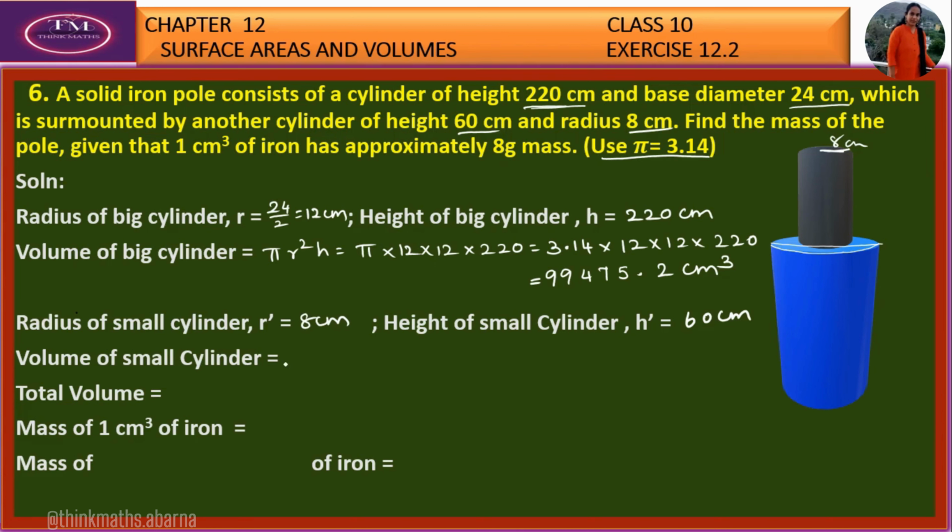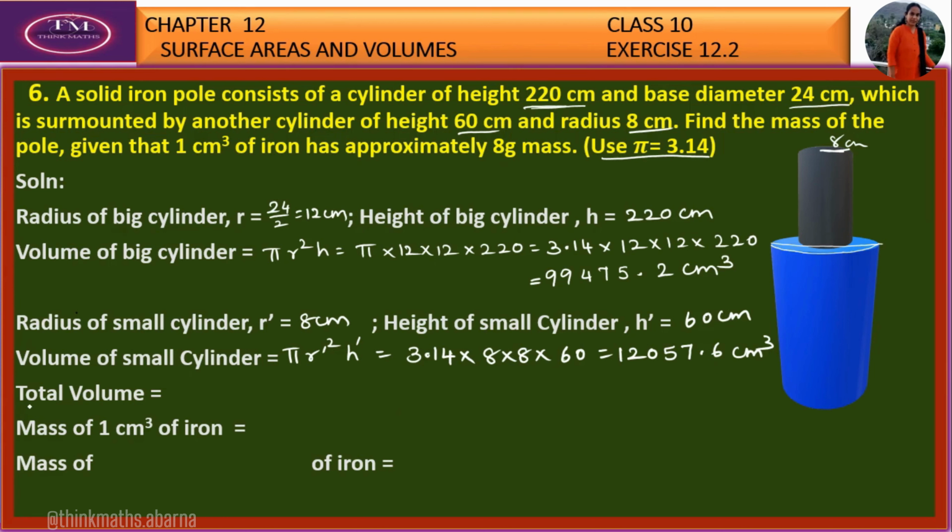Now volume of small cylinder is equal to pi r dash square h dash. So the pi value is 3.14, r dash is 8 square, so 8 into 8, h dash is 60. So if you multiply all the values, you get the answer as 12057.6 centimeter cube. So the multiplication is very simple. I hope you can do this directly.